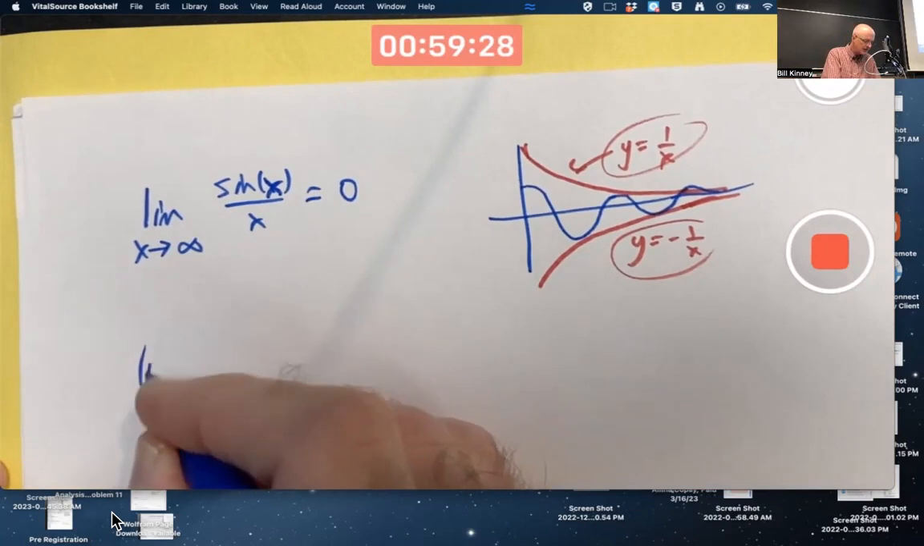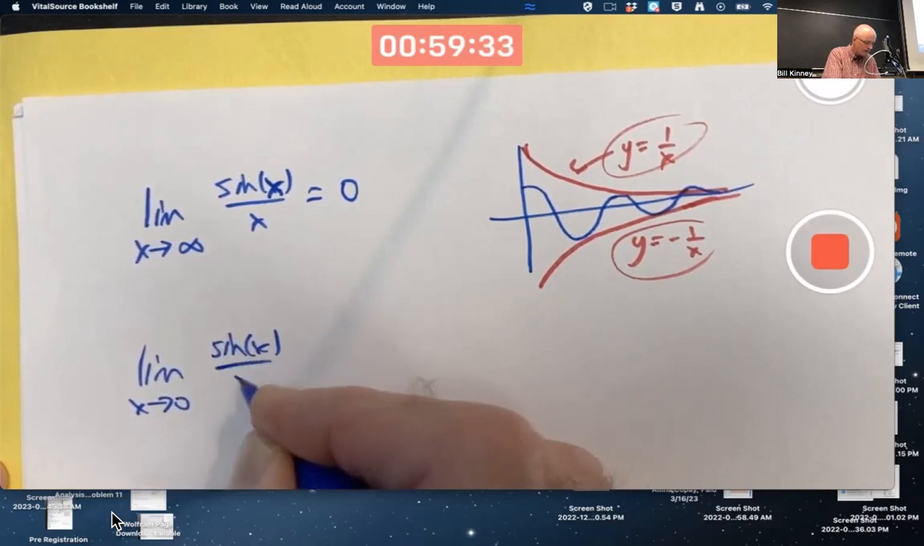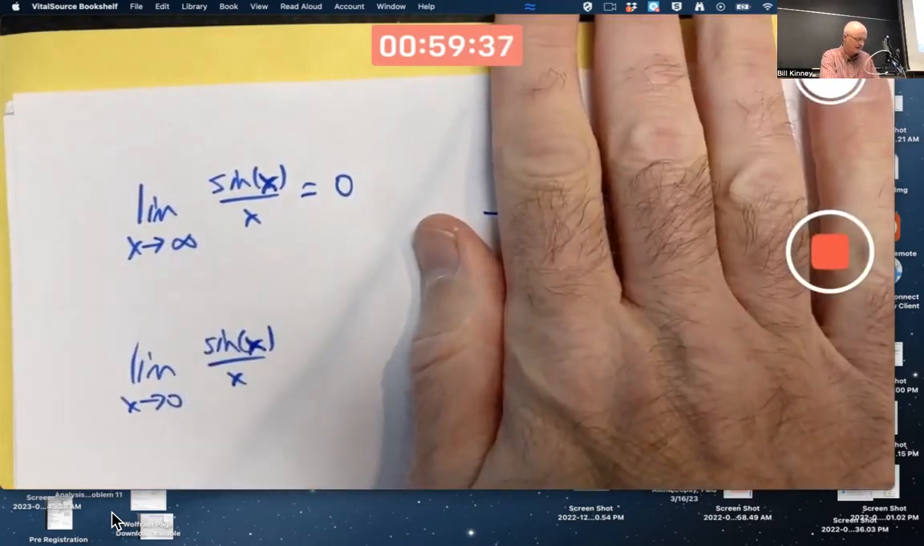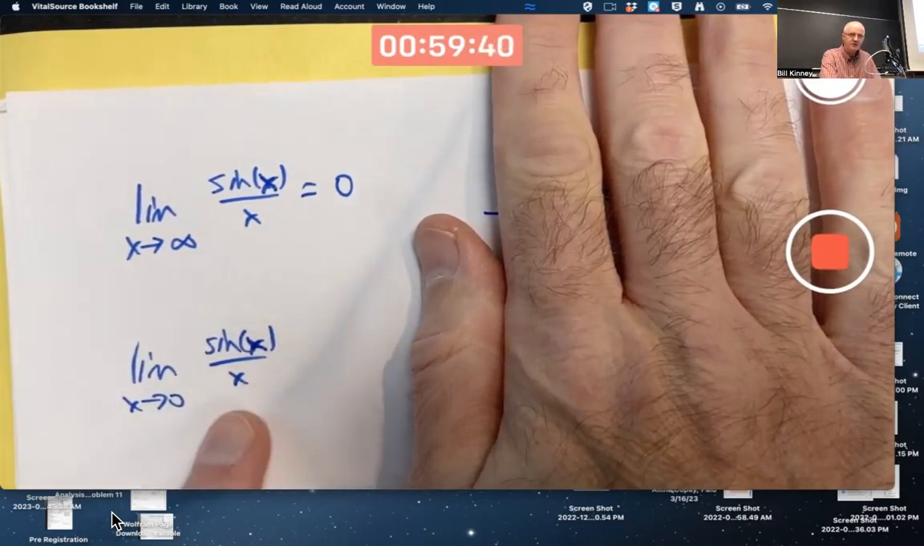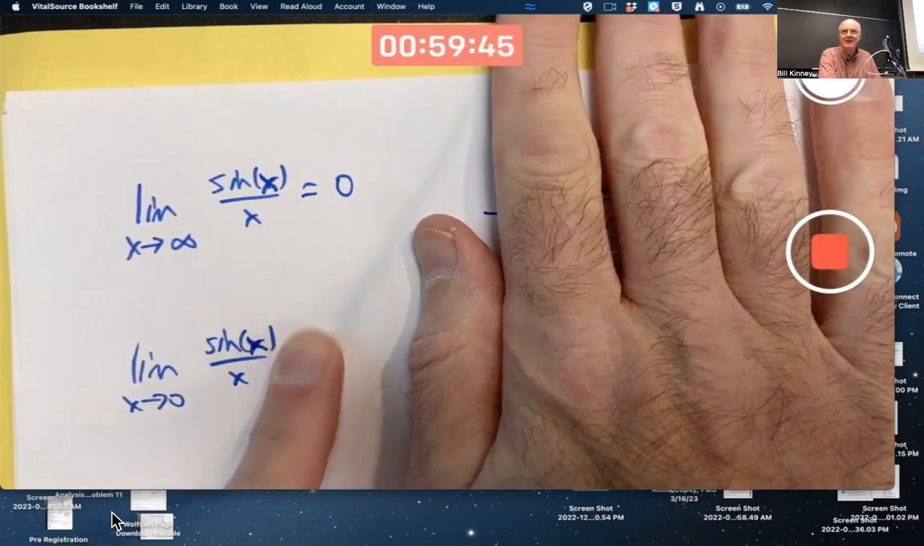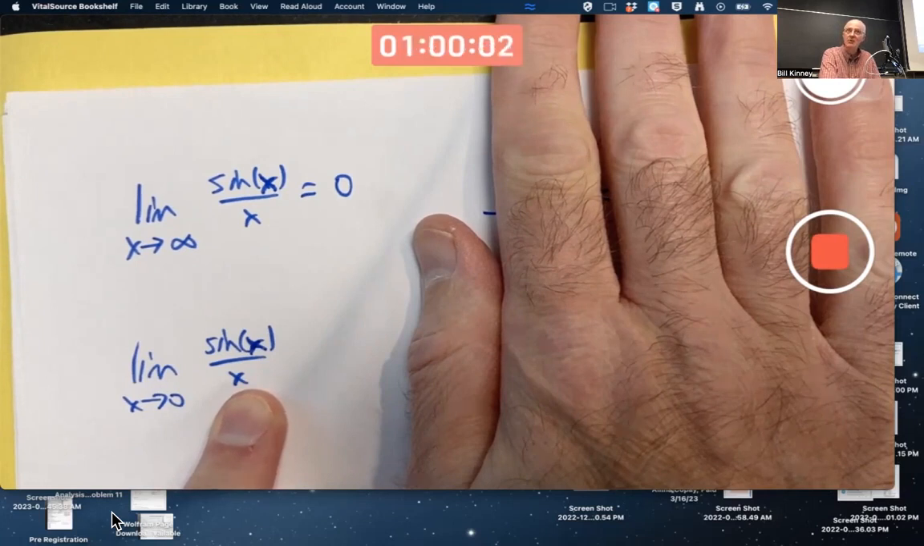Same function, let's let x go to 0. Without looking at that picture, is this a rational function? Well, it is a ratio, but it's not a rational function because the numerator is not a polynomial. It's sine of x. So if you had to guess, you might think, oh, I'm dividing by 0 when x is 0, so I guess I've got a vertical asymptote there. But no, it doesn't have a vertical asymptote. It's got a removable discontinuity.